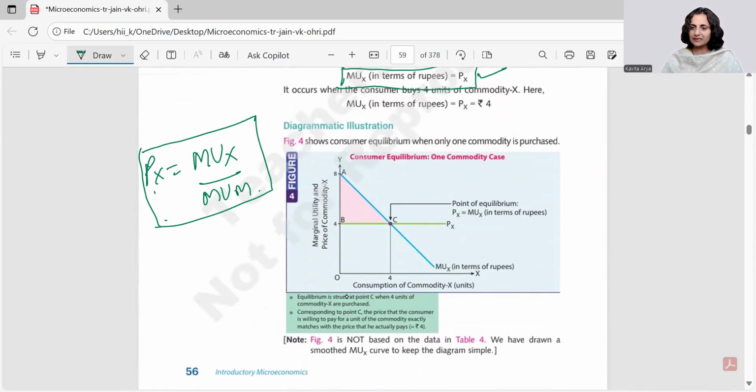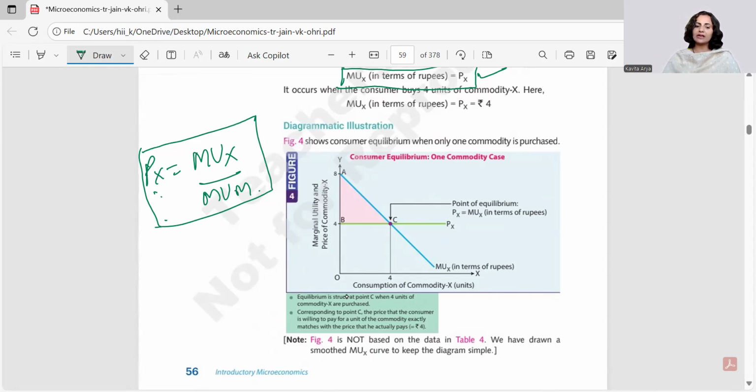If the price is lesser and utility is more, he'll keep on buying. But if the price is more and utility is less, he would not buy. Right? When there is an inequality, either he is increasing his purchase or is decreasing his purchase. And when would he stop? When the price becomes equal to the marginal utility. Right. So this is the diagram.